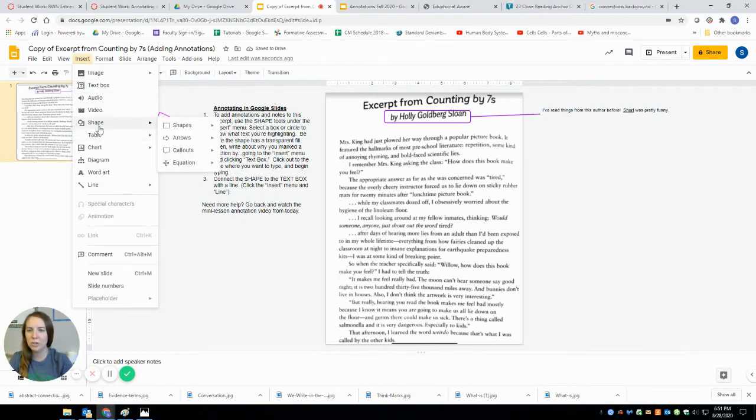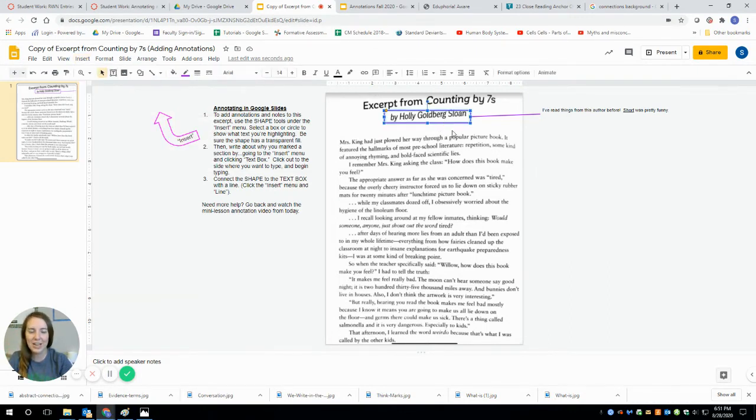Okay, let's do another one real fast. I'm going to go back to Insert, Shape. Actually, it's a lot easier if I just take this shape and copy it, Control C. That way I don't have to keep making the lines purple and taking away the inside. Okay, Mrs. King had just plowed her way through popular picture books. So I'm going to go all the way down. The moon can't hear someone say goodnight. It's 235,000 miles away. So I'm going to paste my box, grab it, and I want to do this particular part right here. So I need to put my text out to the side.